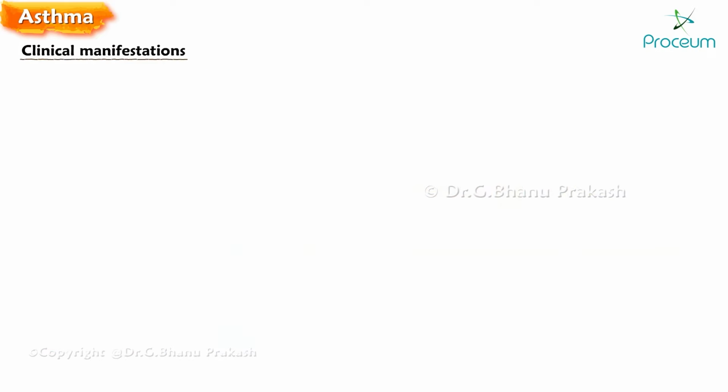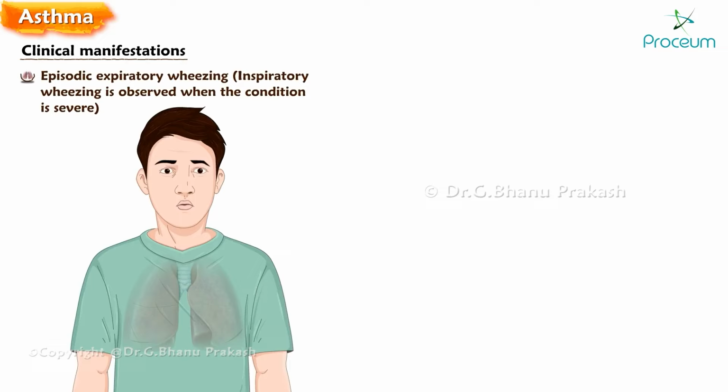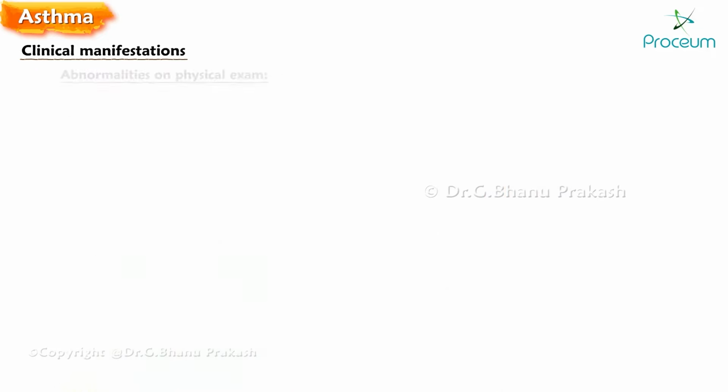Clinical manifestations. Clinical manifestations of asthma include episodic expiratory wheezing. Inspiratory wheezing is observed when the condition is severe. Intermittent dyspnea, and chronic cough. Asthma also results in the following abnormalities on physical exam.